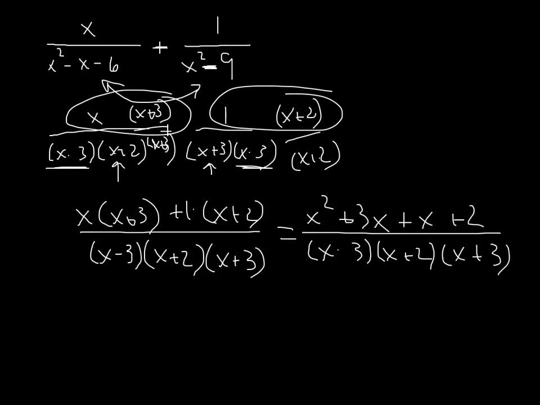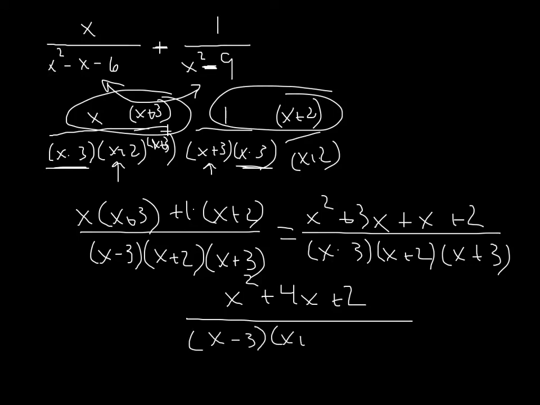And on top, simplify now, I'm left with a final answer of x squared plus 4x plus 2 all over x minus 3, x plus 2, x plus 3. I would try to factor this completely, however, if you look, it is not factorable.